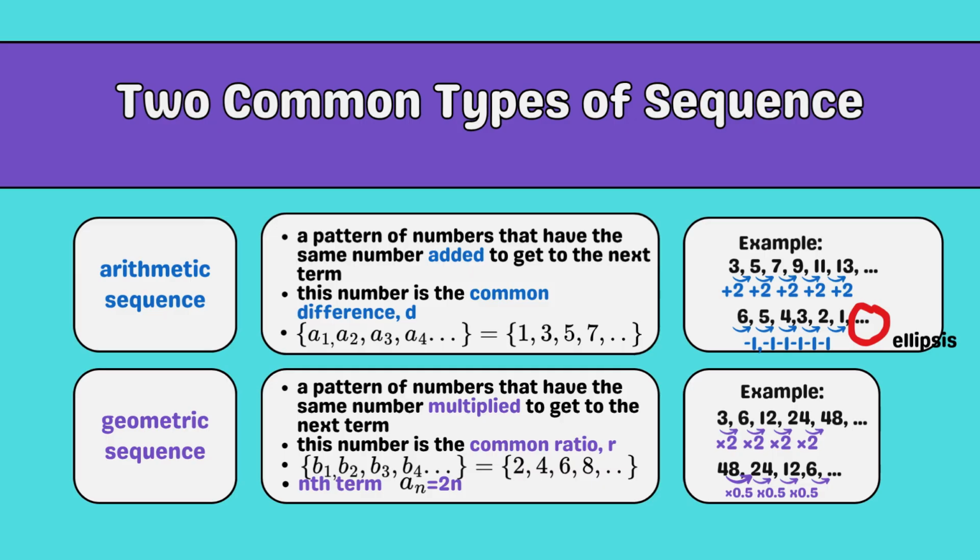Similarly, the sequence 48, 24, 12, 6 is a geometric sequence because each number is multiplied by the constant ratio 0.5 to get to the next number, and the same pattern continues through the rest of the elements in the sequence. Another example of a sequence, the set of b sub 1, b sub 2, b sub 3 and b sub 4, is written as curly brackets: {2, 4, 6, 8, 10, ...}. The nth term a sub n is equal to 2n.